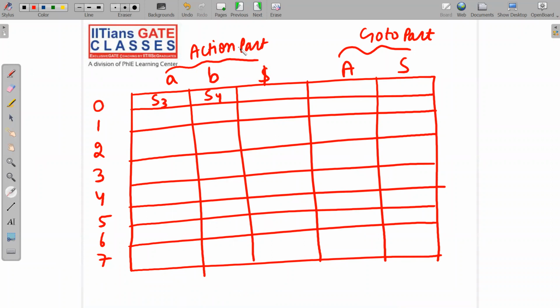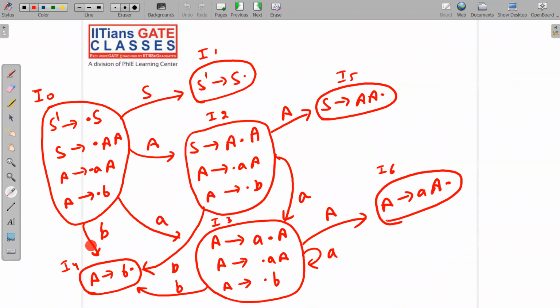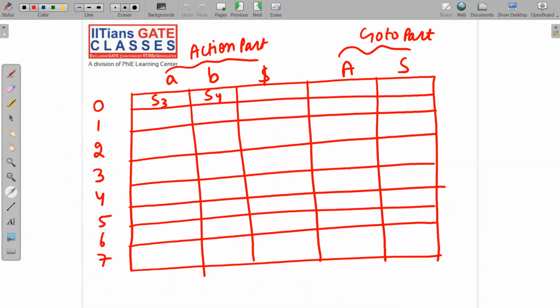Next is 0 on dollar. On state 0, I am not going to read any dollar. So I will leave this blank.